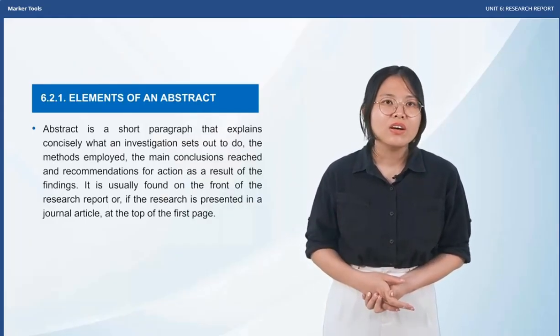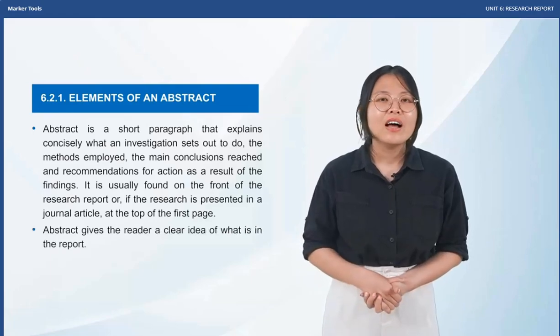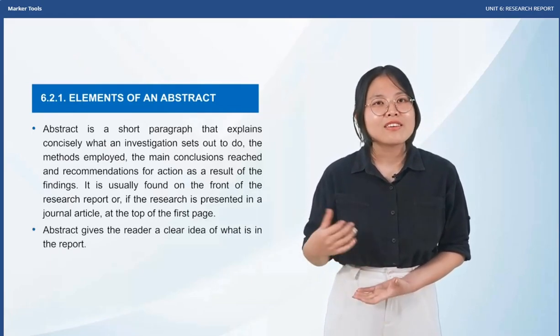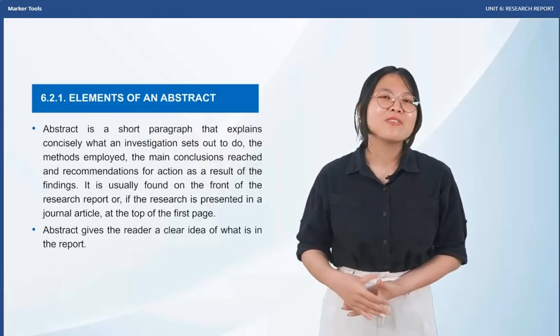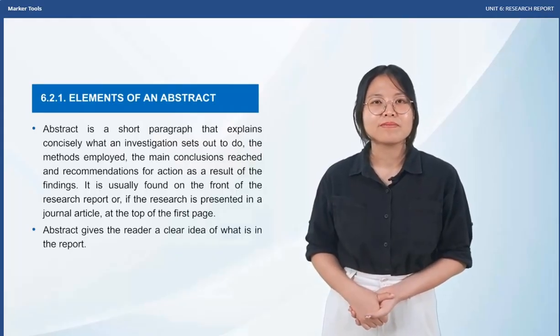It is usually found on the front of the research report, or if the researcher presents it in a journal article, it will be on the first page. Abstract can help the reader have a clear idea of what is in the report. So there's one trick for you when you do the literature review: just read the abstract and you can understand everything in the report.